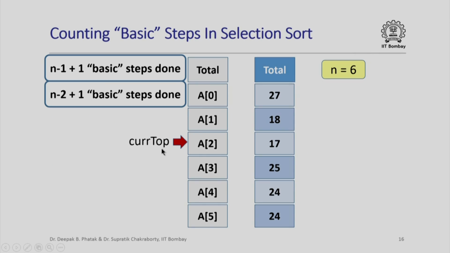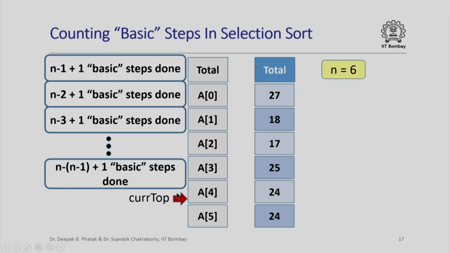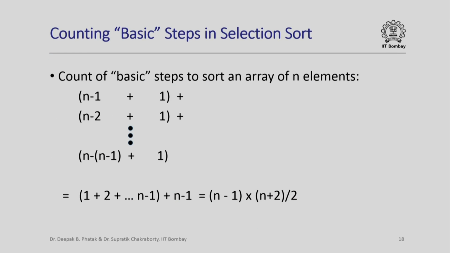Now in general, when current top then increments to A2, it's easy to see the pattern. I would have executed n minus 3 plus 1 basic steps, and finally when current top comes here, I would have executed n minus 1 plus 1 basic steps. The pattern is very obvious over here, and of course when current top comes here, I don't need to do anything else because I now have only one element in the unsorted part of the array, and therefore that unsorted array is really a sorted array. An unsorted array with one element is certainly a sorted array. So overall, what is the total number of basic steps that are required to sort an array of n elements by selection sort?